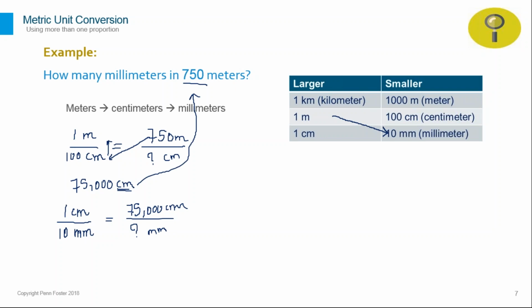Again, a proportion, then the same thing. You need to cross multiply the two known values and divide over the remaining value. So 75,000 times 10 will give you 750 and three more zeros: 750,000 millimeters in 750 meters.